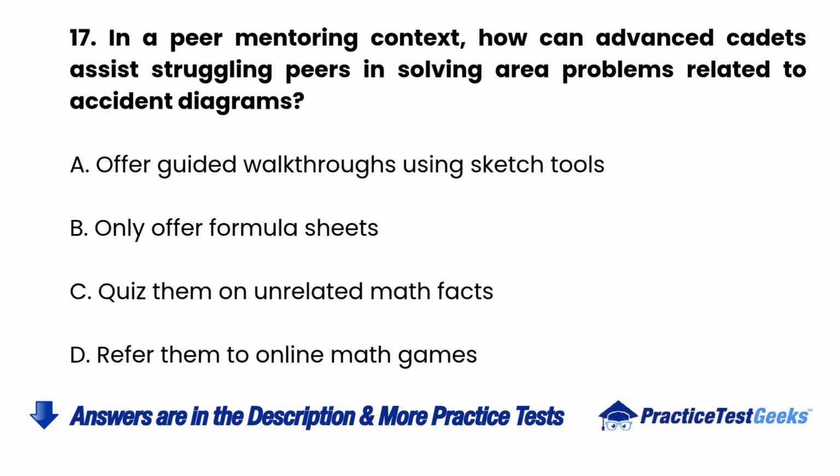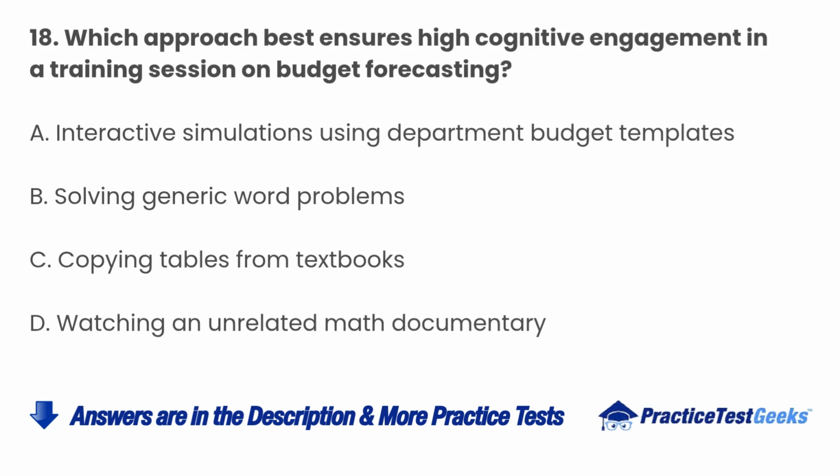17. In a peer mentoring context, how can advanced cadets assist struggling peers in solving area problems related to accident diagrams? A. Offer guided walkthroughs using sketch tools. B. Only offer formula sheets. C. Quiz them on unrelated math facts. D. Refer them to online math games.